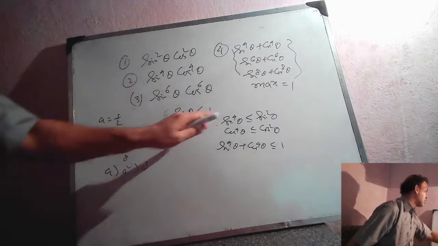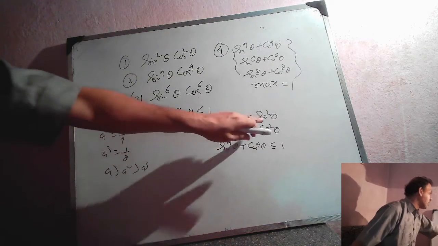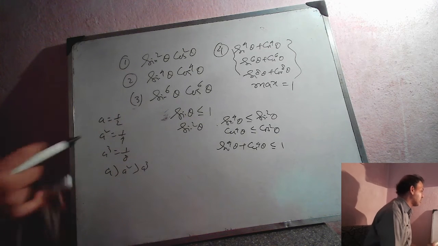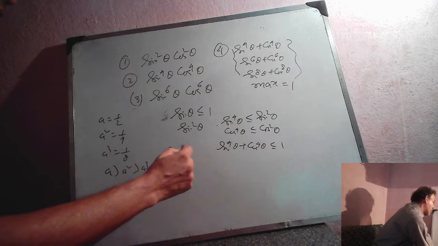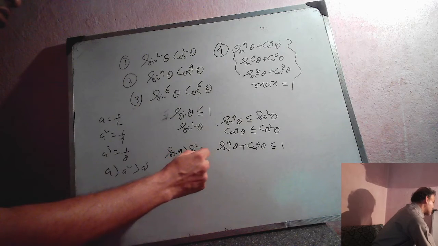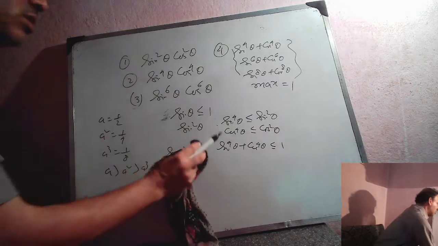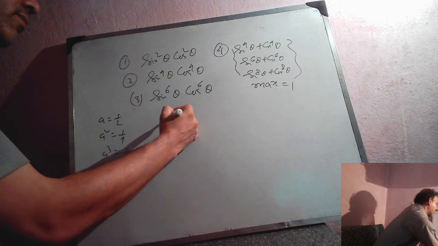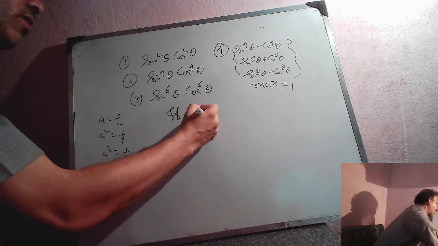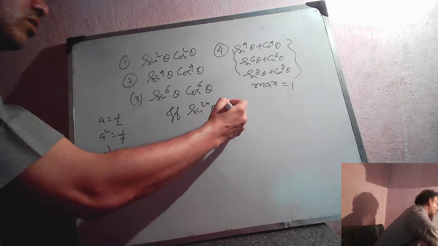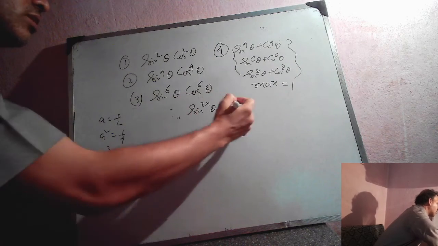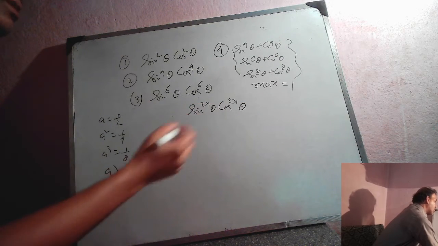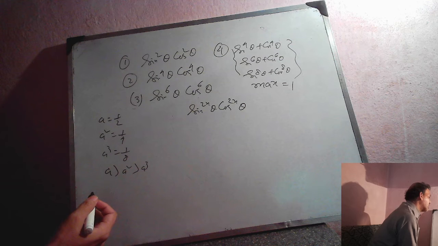Between sin square theta and sin 4 theta, which one is greater? Sin square theta is greater. Between sin square theta and sin theta, which one is greater? Sin theta is greater, since sin theta is less than 1. Now if we have sin to the power 2n theta cos to the power 2n theta, what will be its maximum value and what will be its minimum value?